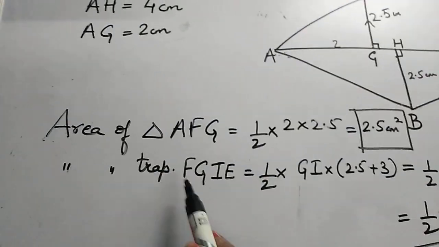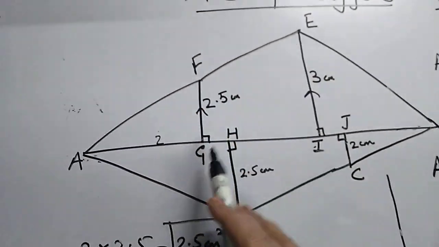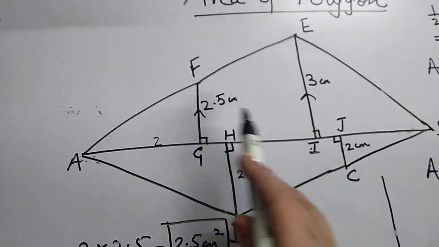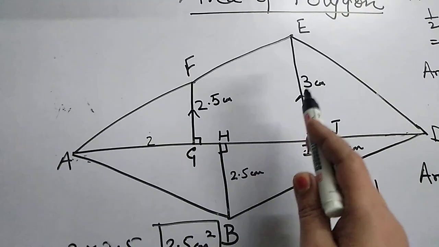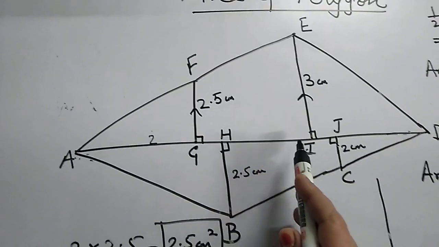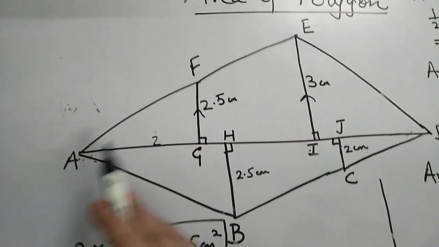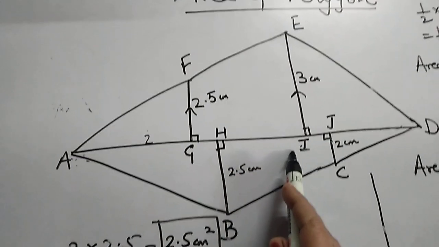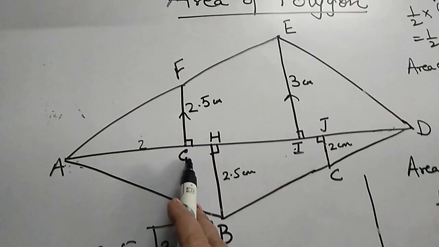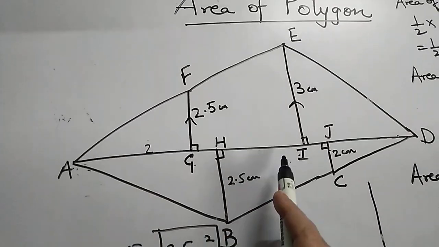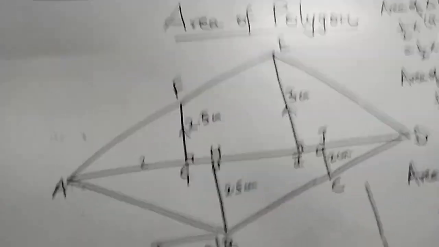Now coming to the area of trapezium FGIE. You can see the parallel sides, children. We know the area of a trapezium is half into the sum of parallel sides into the distance between them. We need to calculate GI. So how will we calculate GI? GI is AI, which is 6 centimeters, minus AG. AG is 2 centimeters. So 6 minus 2 means GI will be 4 centimeters.